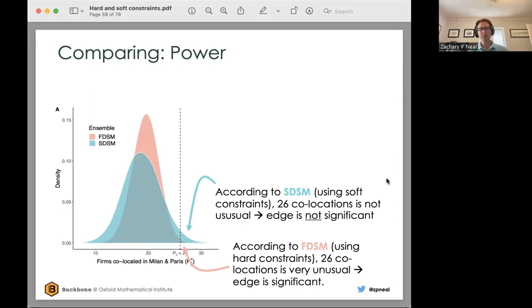So the blue distribution is the distribution of PIJ if we impose soft constraints. So these are projections generated if Milan has on average the same number of firms, Paris has on average the same number of firms, and so on. And you can see that the SDSM distribution is a bit flatter, a bit wider. So according to SDSM, if we use soft constraints, 26 co-locations is not particularly unusual. It's not as far out in the tail of this distribution. And so if we used soft constraints, we would conclude the edge between Milan and Paris is not statistically significant. We would not preserve it in the backbone.